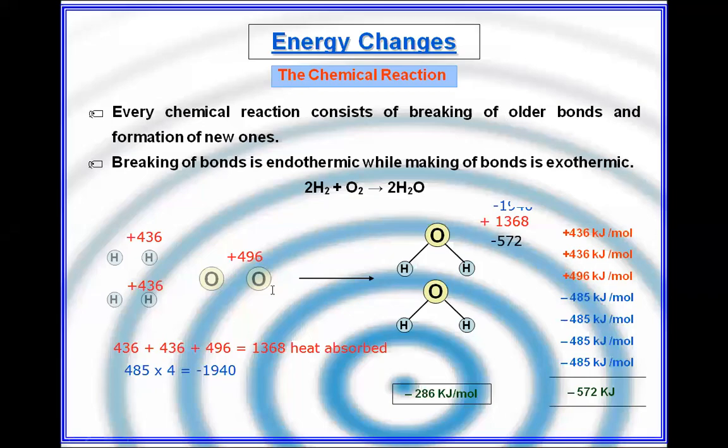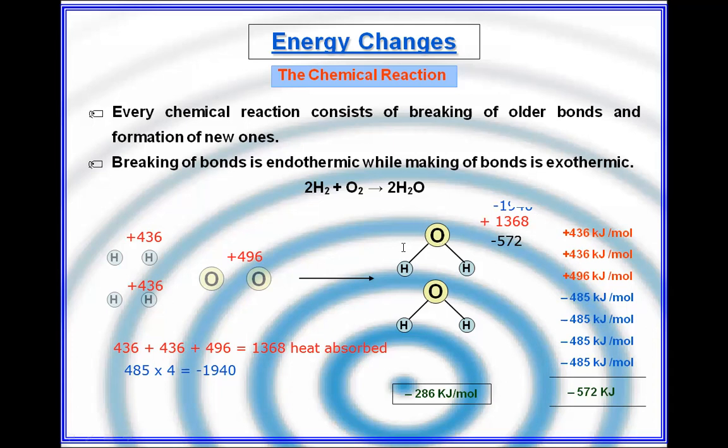Now we can discuss this topic again in this manner. 436 kilojoules of energy is needed for the breaking of this hydrogen molecule, 436 again for this hydrogen molecule, and 496 for the oxygen molecule. So the sum of these three numbers, 436 plus 436 plus 496, is a total of 1368. The positive sign shows heat energy is absorbed. So when molecules are broken, they must absorb heat energy.